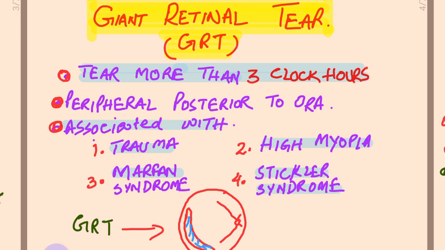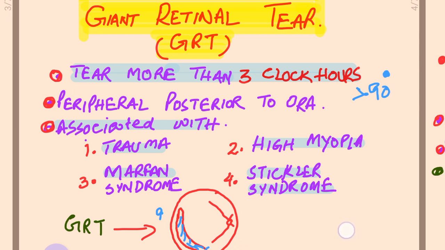So what are giant retinal tears? They are tears of more than 3 clock hours, or up to 90 degrees. 3 clock hours are equal to 90 degrees. So they are mostly present in the periphery or posterior to the ora, and they are associated with trauma, high myopia, Marfan syndrome, Stickler syndrome. Now you can see in this diagram a giant retinal tear. It starts from 6 o'clock to 9 o'clock. It means it involves 3 clock hours, 6 to 9, or a 90 degrees giant retinal tear.